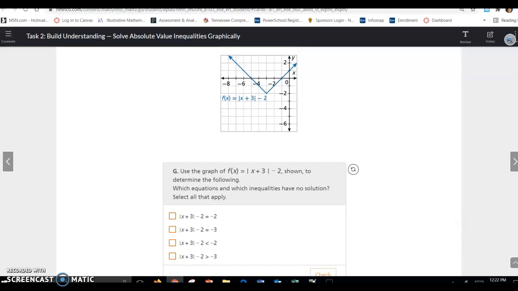All right, so it says, use the graph of f of x equals absolute value of x plus 3 minus 2 shown to determine the following. Which equations and which inequalities have no solution? Select all that apply. All right, so if I add 2 to both sides, I get equals 0.